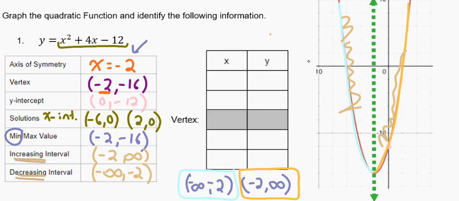One last thing. We've got this big table right here, and we can see we've got the vertex. We already know our vertex is -2, -16. It wants us to fill in a table. It wants us to do 2 lines up from -2 and 2 lines down from -2. Guess who could do that for us? You got it, Desmos. So let's go back to Desmos.